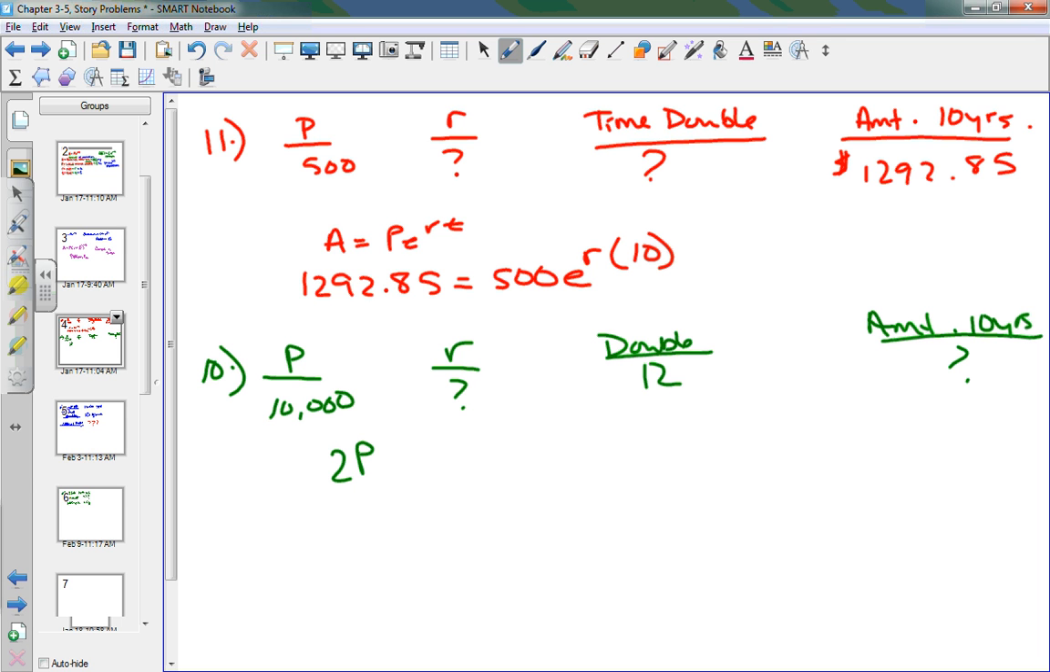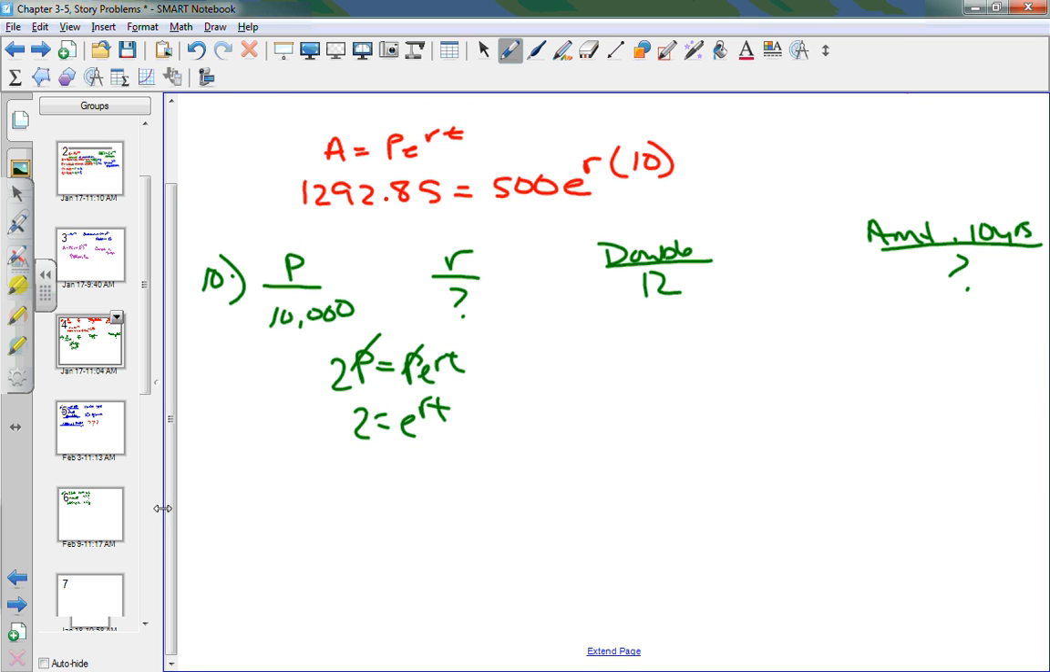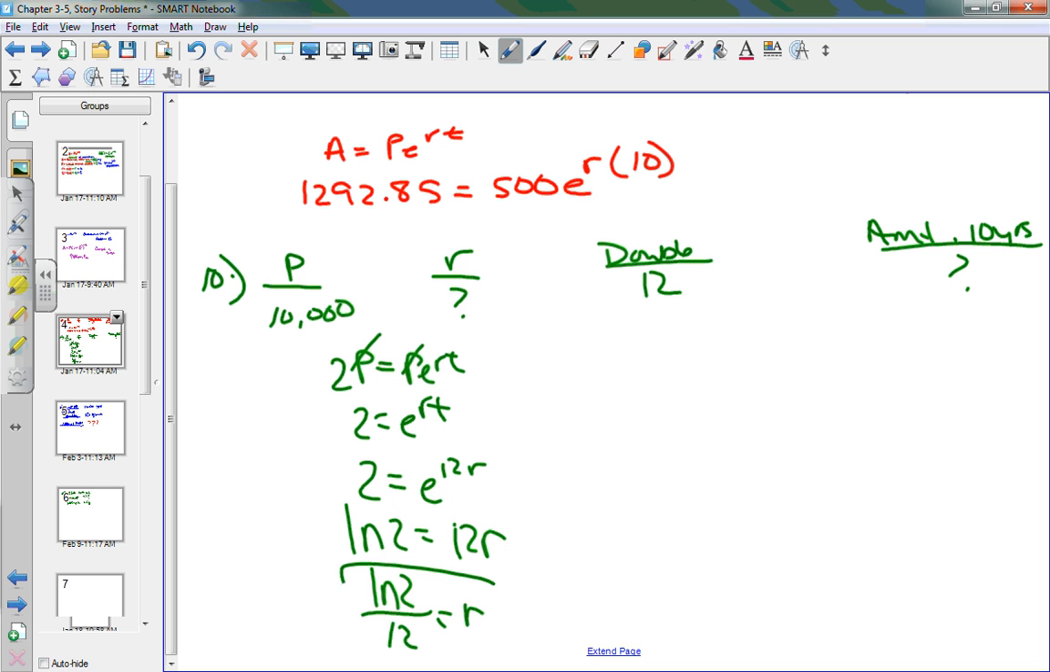So 2P is equal to Pe^(rt). Remember the P's cancel out. So 2 is equal to e^(rt). How long did it take to double? 12 years. So now the natural log of 2 is equal to 12r. So then the natural log of 2 divided by 12 is equal to r. That's your rate. Now that you have your rate, can you find the rest?